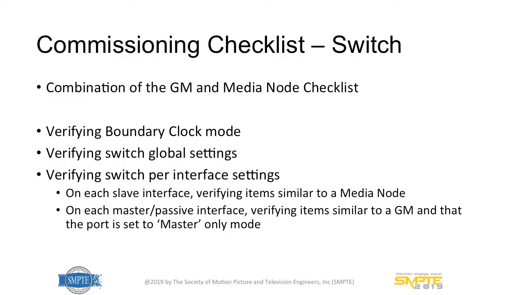We're looking at things like our boundary clock parameters. In the switches, there'll be a variety of global parameters, as well as per-interface parameters we have to look at. And when we look at the per-interface parameters, we have to think about whether this is an interface going towards a grandmaster, or an interface going towards a media node, because they'll have different things we'll need to look at.